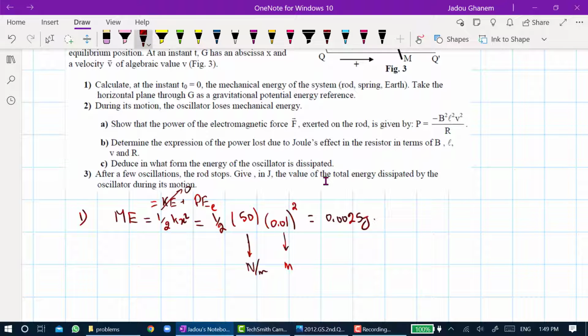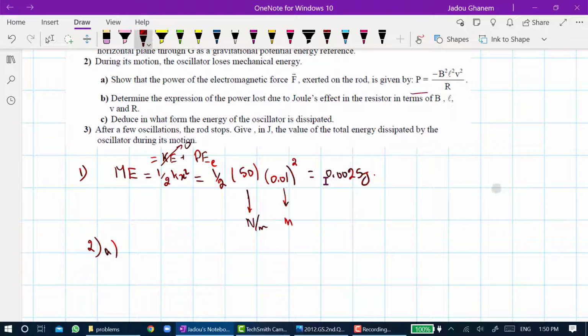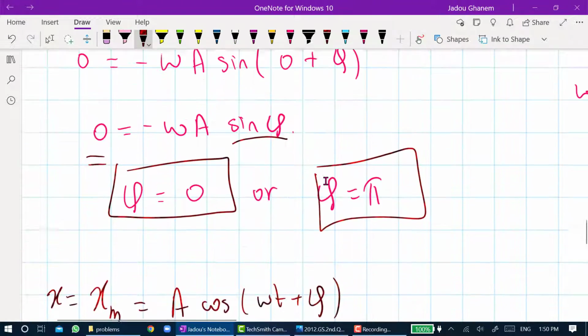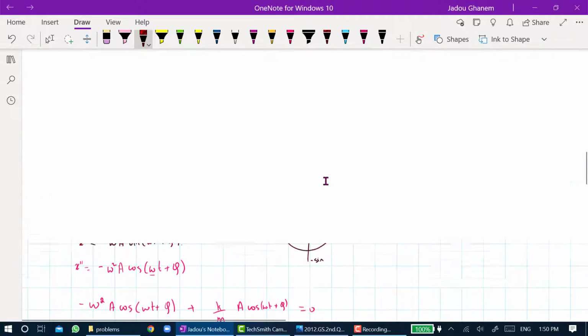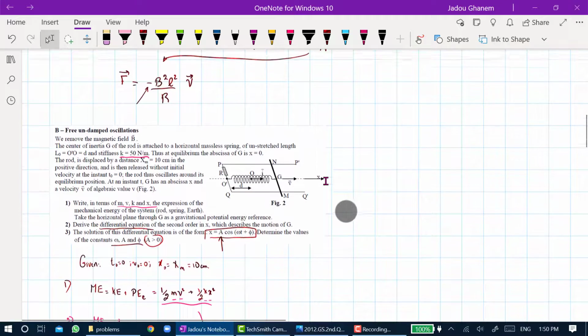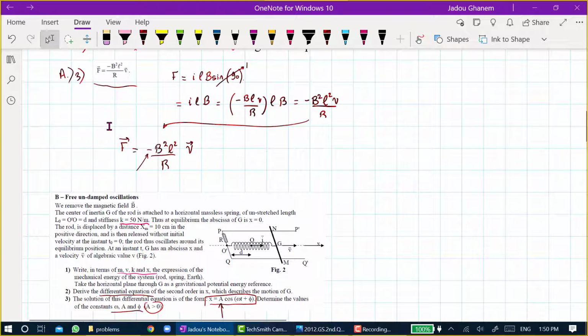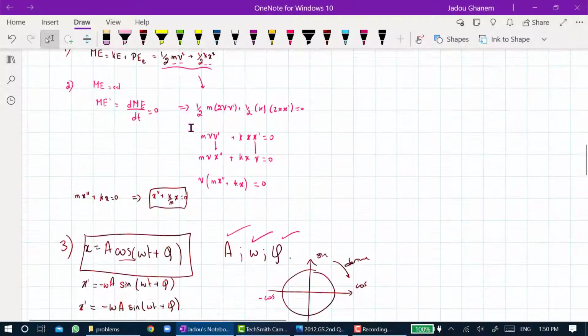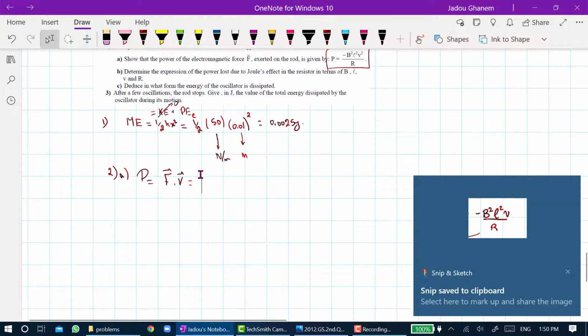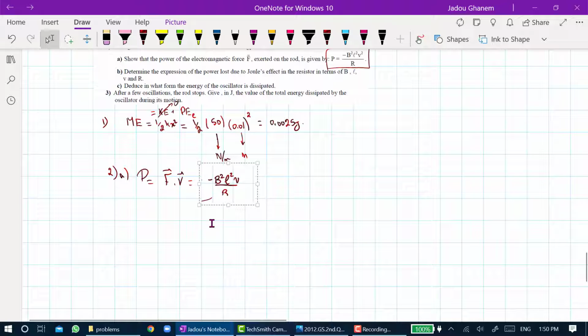Okay, in the second part, part 2a, during its motion the oscillator loses mechanical energy. Show that the power of the electromagnetic force F exerted on the rod is given by this expression. So the power of any force is the force times the velocity vector, and the force here, we know from the previous part, let's go a little bit backwards. Here is the F, which is the negative B square L square V over R. So this is the force times the velocity, so it's multiplied by V.